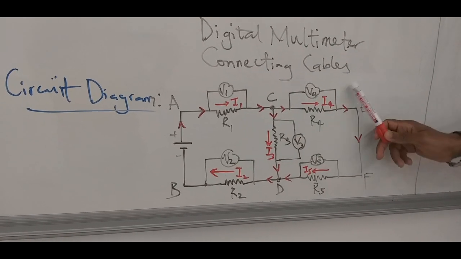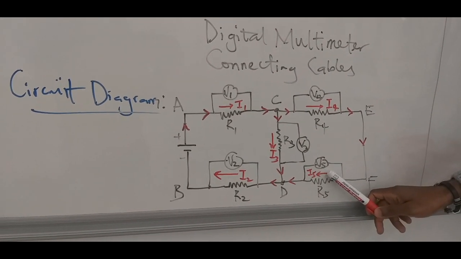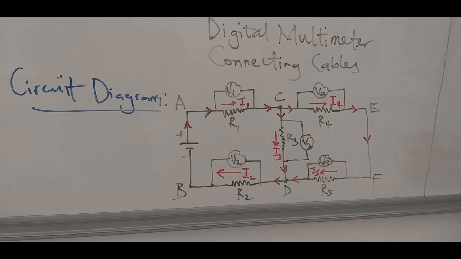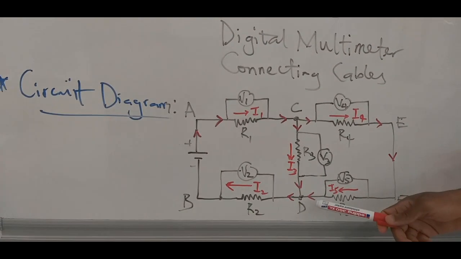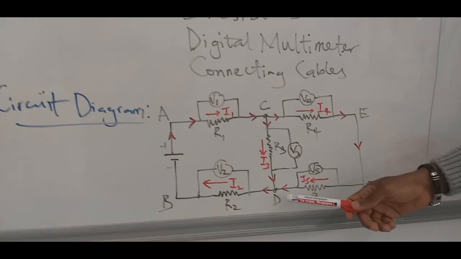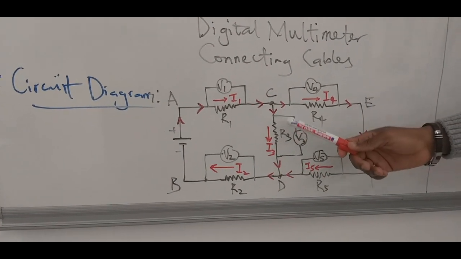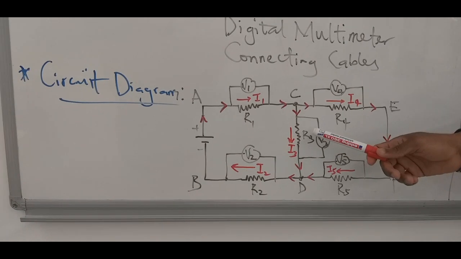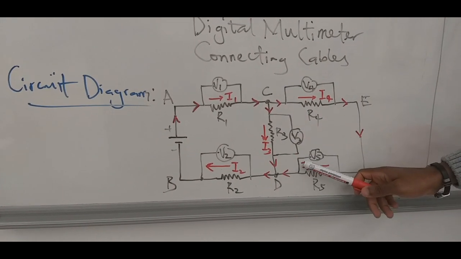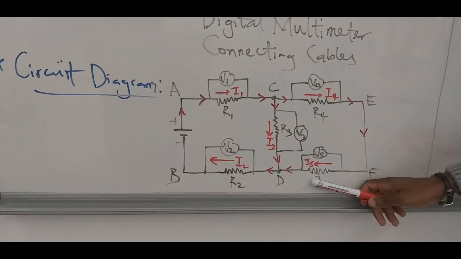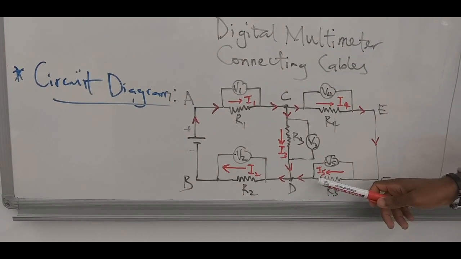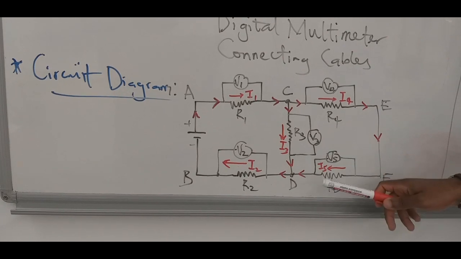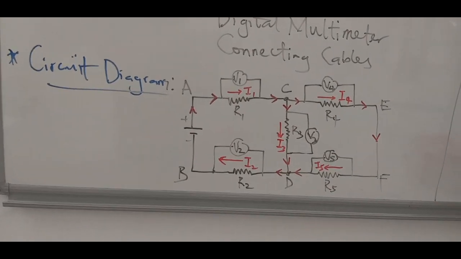Now, this particular current that comes in here definitely will flow through R5. And then it gets to node D. The summation of the current that flows through R3 will merge with I4, and then both of them, the summation, will flow into I2.